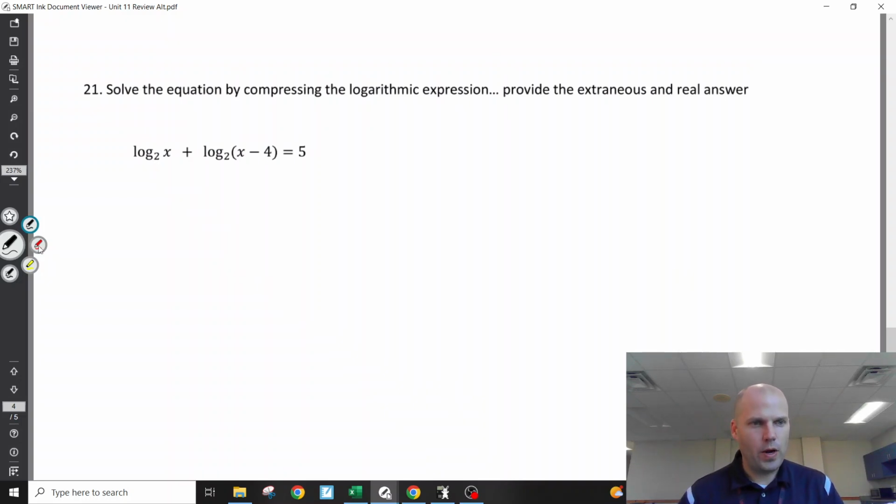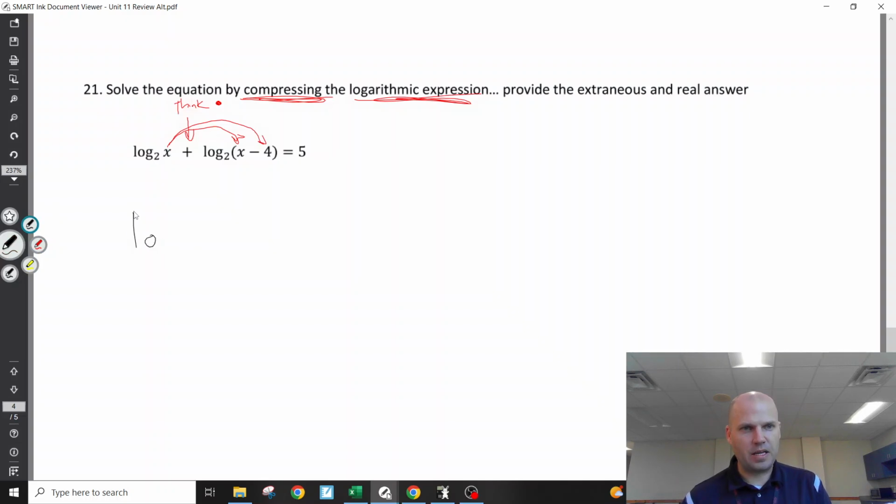Sometimes you have to use log properties to solve a log equation. You see logs separated by addition. You should be thinking multiplication. I'm going to take x and multiply x into x minus 4, giving me log base 2 of x squared minus 4x.